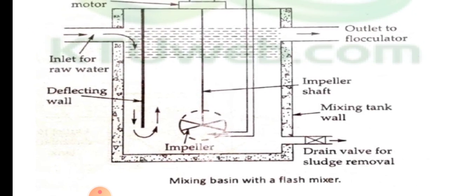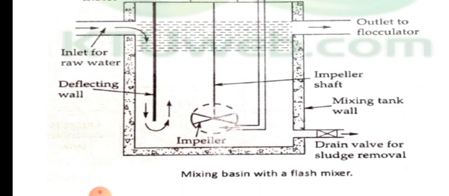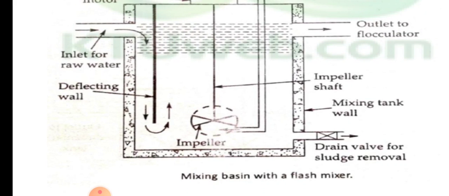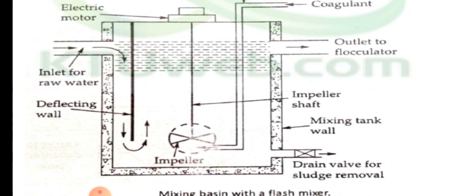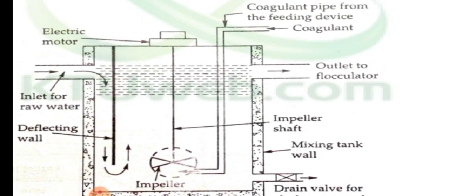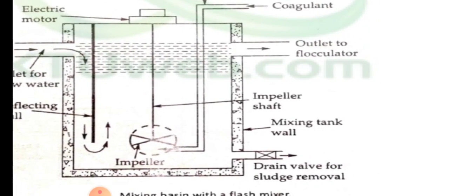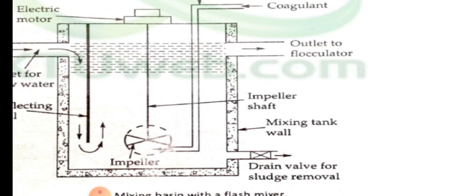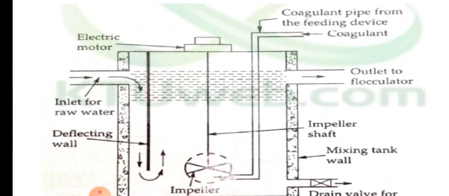So you can see the various parts of a flash mixer. There will be an inlet for the raw water, then a deflecting wall through which the water will pass, then the propeller type impeller, and a shaft which connects the impeller. The coagulant is pumped, or there is a pipe from which the coagulant is fed into the flash mixer. After the mixing is effected, there is an outlet through which the water will flow into the flocculator. So this is a typical mixing basin with a flash mixer.